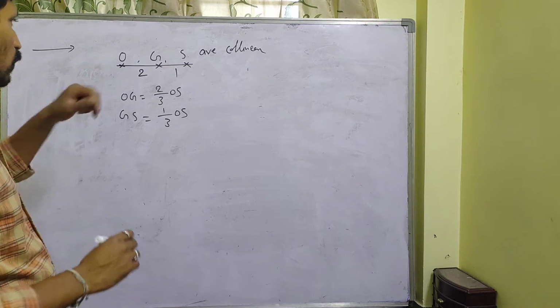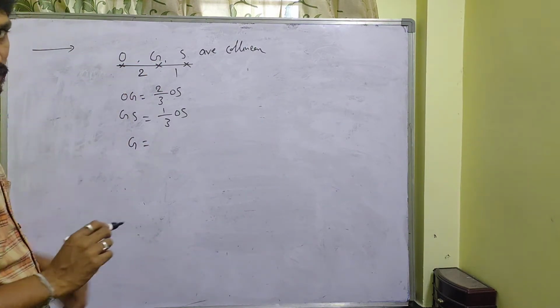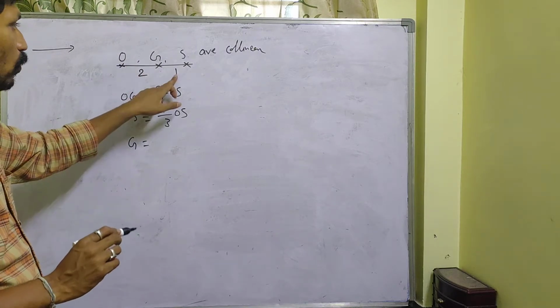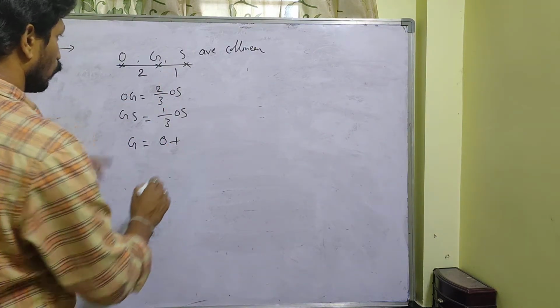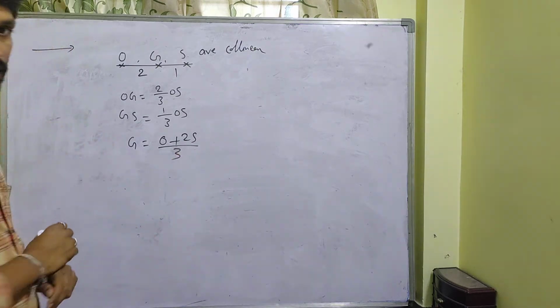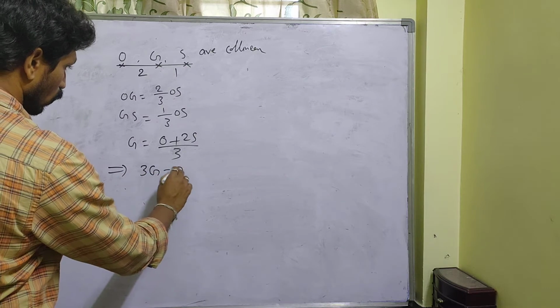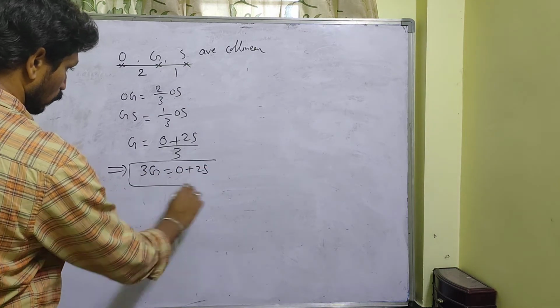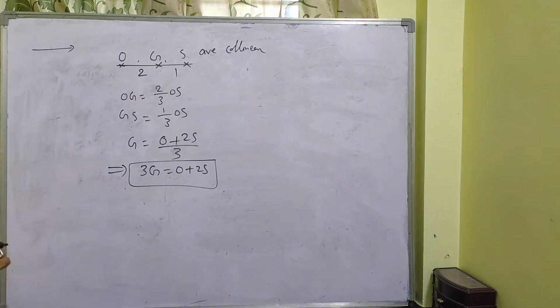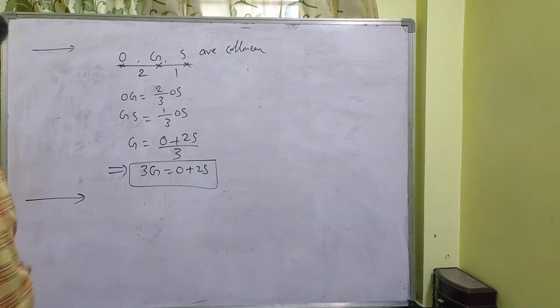Here one more thing you can say: G, that means centroid, is equal to, how can you write, O into 1, that is O plus 2S, divided by 2 plus 1, that is 3. Or you can say 3G is equal to O plus 2S. Is it clear? So based on this, take one example.